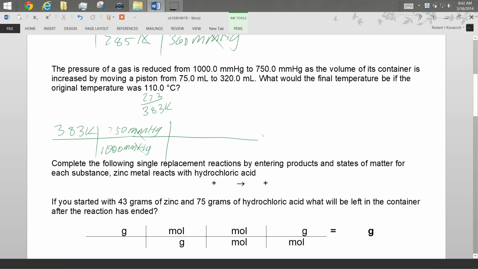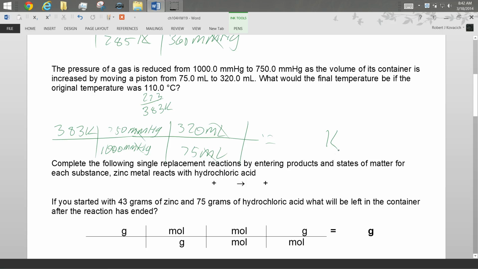And the container's volume is increased by moving a piston from 75. All right, so to get a container to be bigger, what would you have to do to the temperature? I'd have to increase it, right? So this time I'm going to have to write this in a way that would increase the K. So I'll put 320 milliliters here and 75 milliliters here. So these two parameters, the volume and the pressure, are fighting each other in this problem, and then we'll see who wins and if the temp goes up or down.